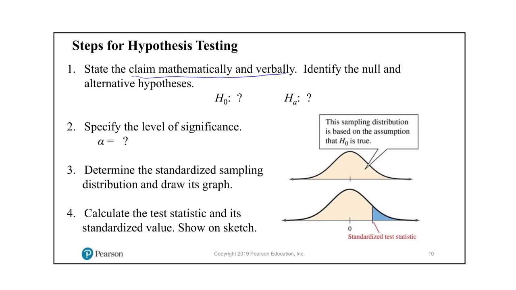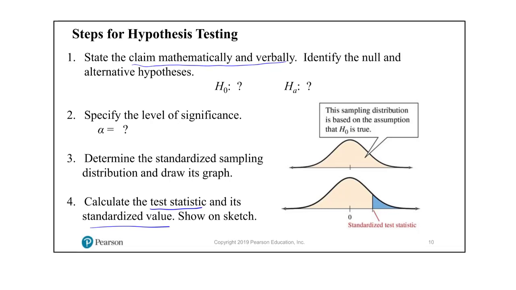Now often that's going to be specified for us, but in your own experiment you might be specifying a level of significance alpha. Now you're going to figure out which sampling distribution you're using, whether you're using Z or T, and you want to make a nice little sketch just to help you understand. Then you're going to calculate the test statistic, the standardized value, whether it's Z or T, and then show it on that sketch, identifying which area you're talking about from the alternative hypothesis.